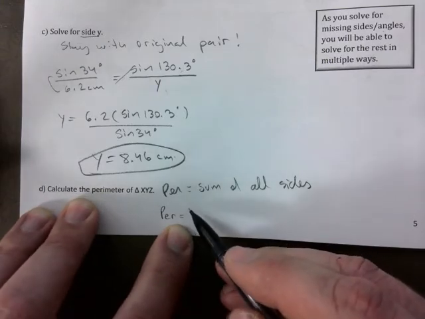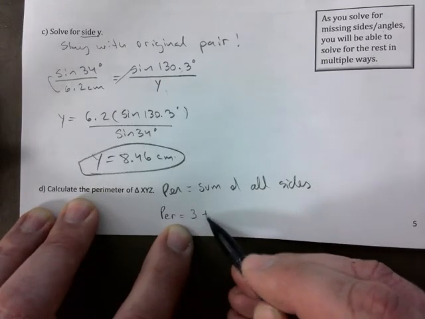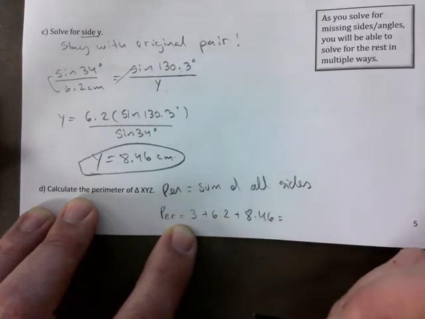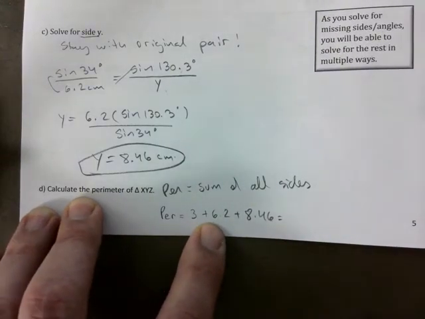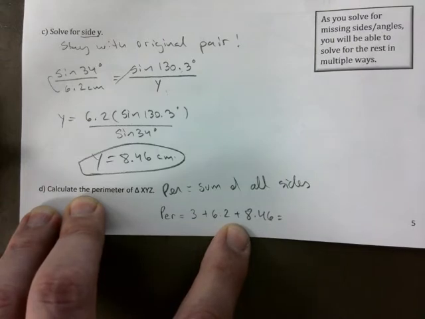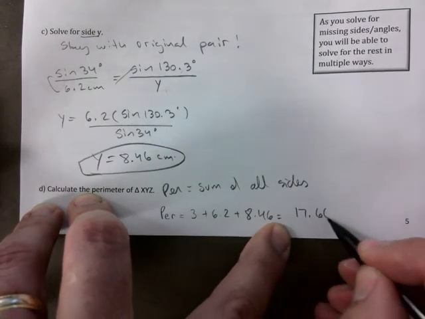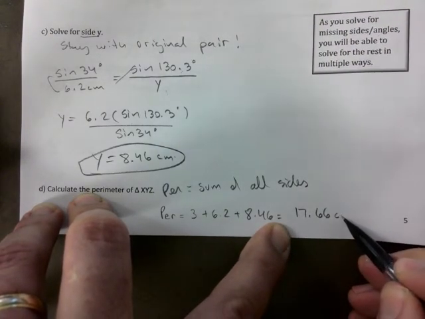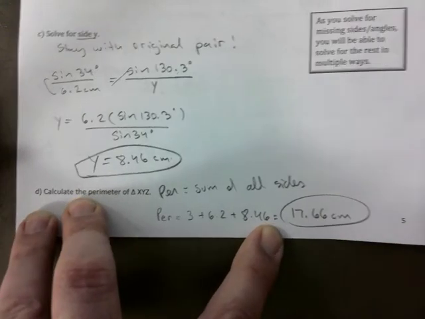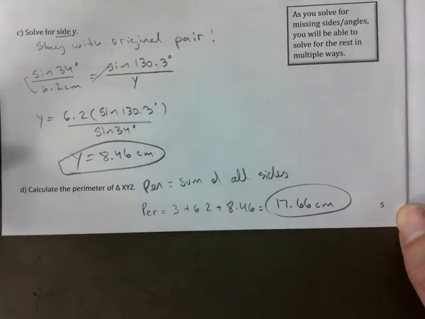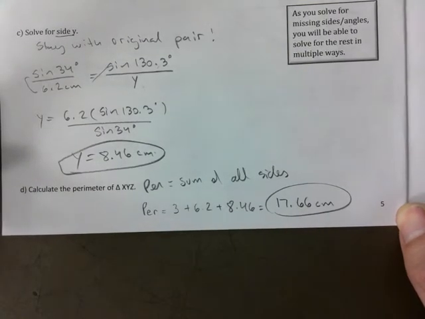So I'm going to just go ahead and add it. 3 plus 6.2 plus 8.46. That is 9.2, 8.46, 17.66 centimeters. That'd be the perimeter. And I will talk about area a little bit later, because you need to find the height of that triangle before you do that.